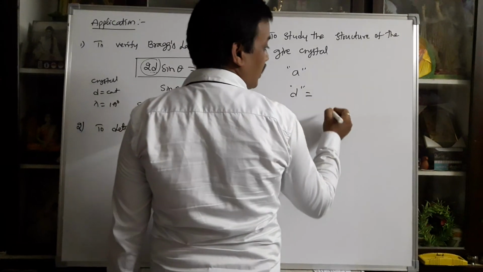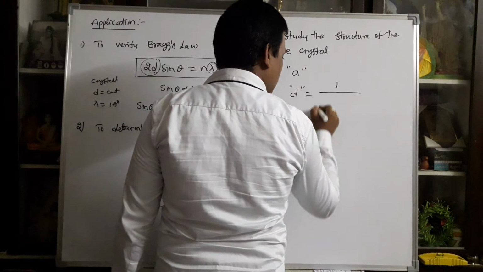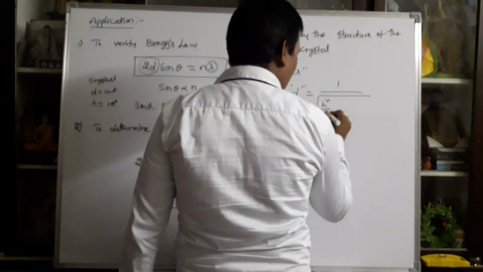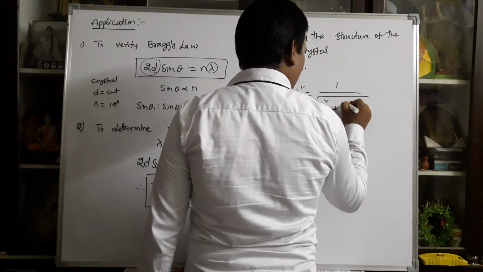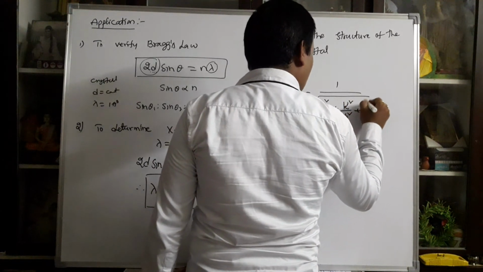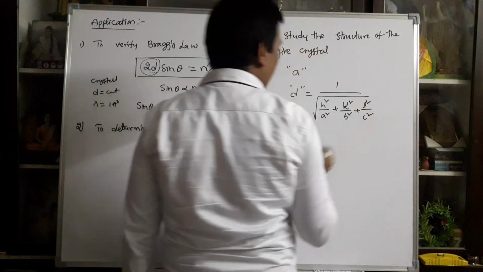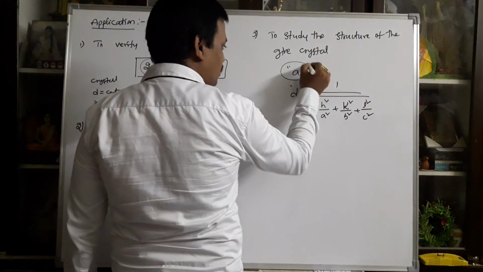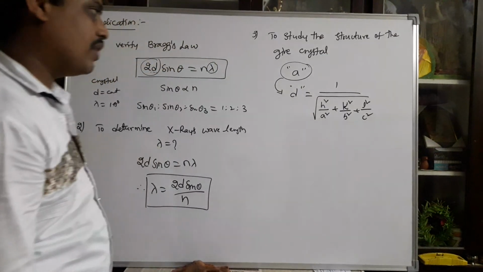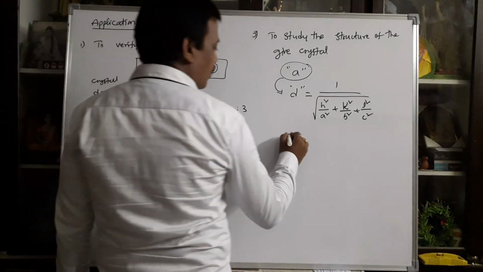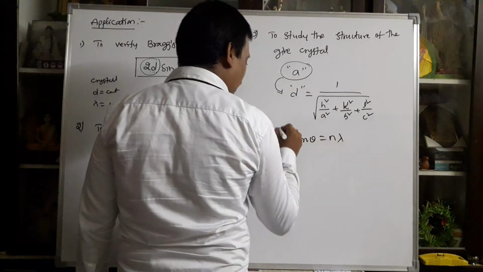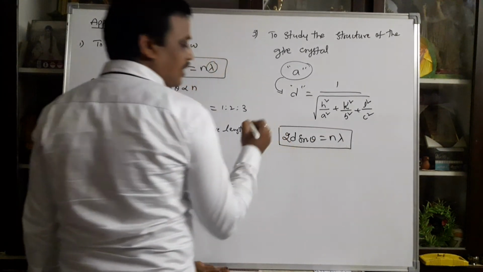D is equal to, as everyone knows, 1 by square root of h square by a square plus k square by b square plus l square by c square. First you calculate the lattice constant. After calculating A, you can determine the D value. Once the D value is calculated, you can check whether 2D sin theta is equal to n lambda is verified or not.